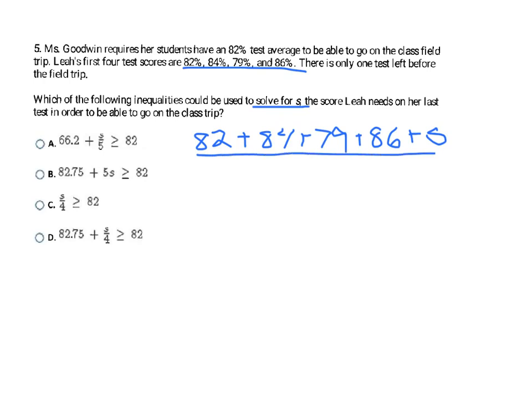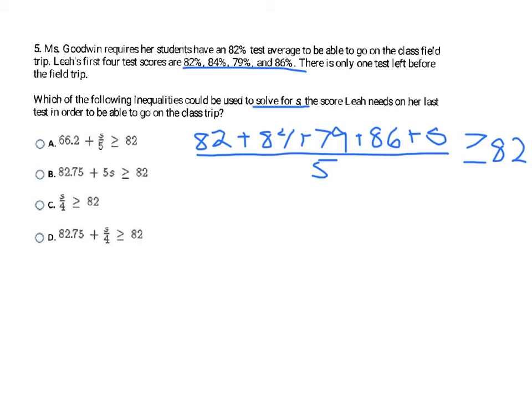And so we would add up all those scores once we know S and divide it by 5 because there's 5 tests. And so that's how we would calculate it. But we know that that average has to be 82 or higher to go on the test. So that means that we can have 82, but we can also have greater than 82. So my inequality here is going to be greater than or equal to 82.